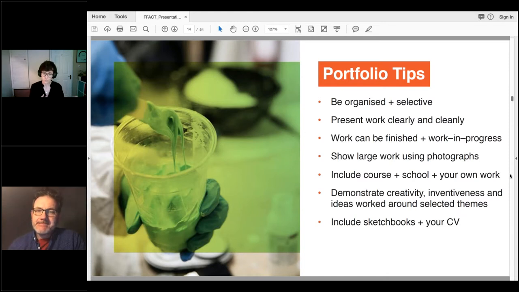We want, like I said before, to see your creativity. How are you reacting and responding to a theme? That's what we want to see, is your unique response.